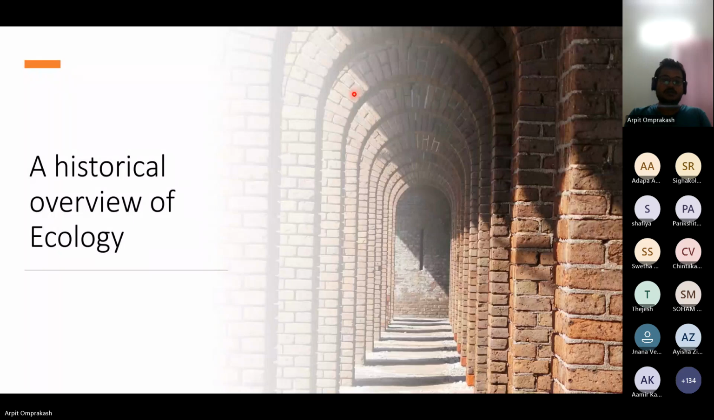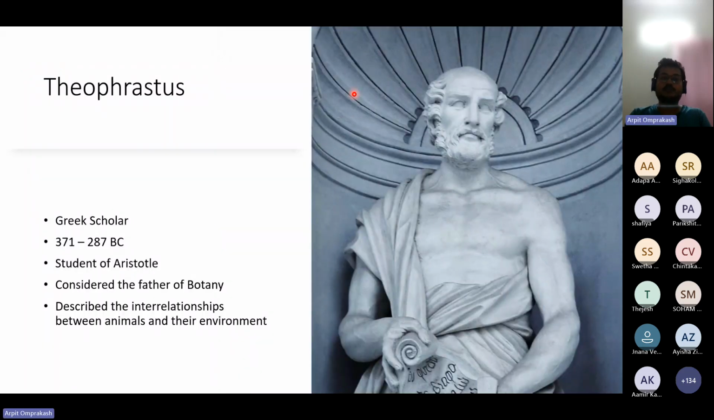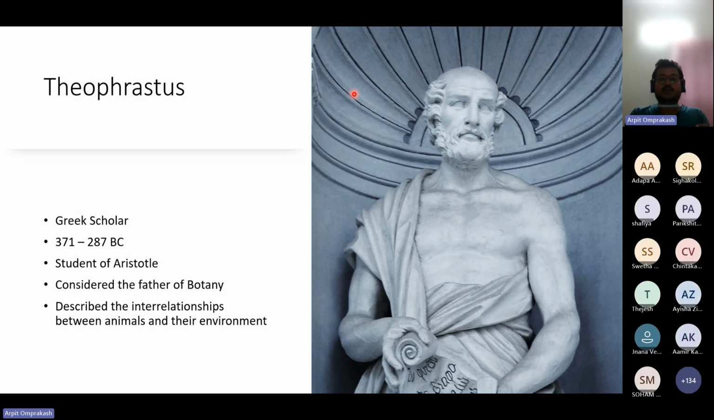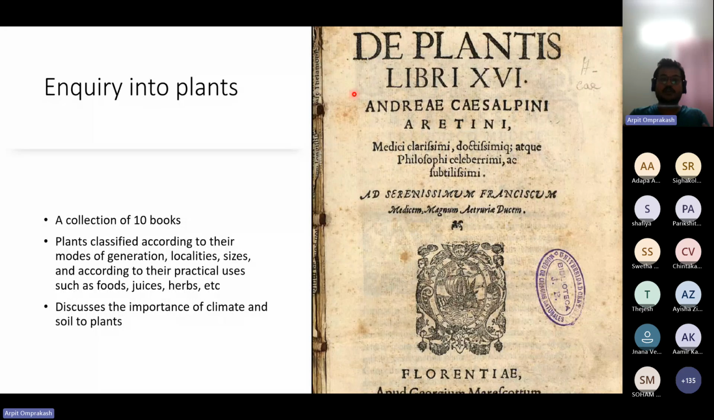Okay. So in the second part of the course, we talked about a few different people who have influenced the field of ecology, starting from Theophrastus, who was a Greek scholar who lived from 371 to 287 BC. He was a student of Aristotle, and he is considered to be the father of botany. He was probably the first one who described the interrelationships between animals and their environment. And also, he published a book called Inquiry into Plants.